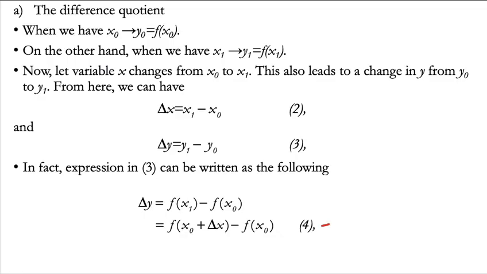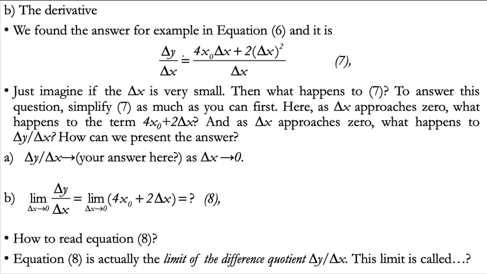We call it the derivative and also the slope of curve. We have found the answer, for example, just now. If we don't delete change in x here, then we have change in y over change in x equals 4x naught times change in x plus 2 change in x squared over change in x, isn't it? But if we simplify it, then this becomes 4x naught plus 2 change in x, isn't it? Why? Because we cancel out the common factor, which is change in x.